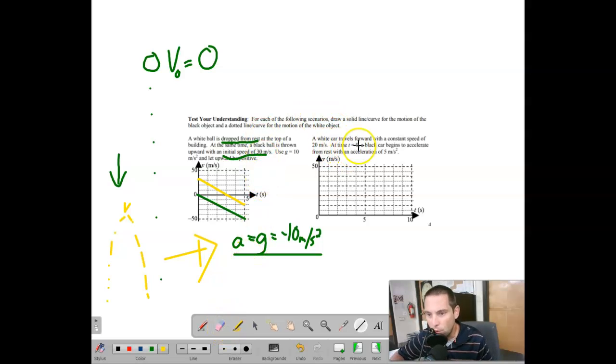Onto the cars. The white car goes forward with a constant speed of 20 meters per second. At time t equals 0, a black car begins to accelerate from rest with an acceleration of 5 meters per second squared. I want to do the black car first because at t equals 0, it's accelerating from rest. So that means my 0 is here. And what should my slope be? Well, if my acceleration is 5 meters per second squared, and this is a velocity versus time graph, then my slope should be 5 meters per second squared.